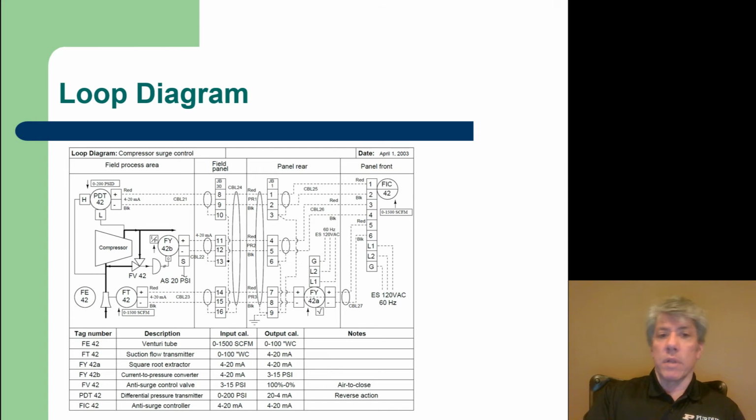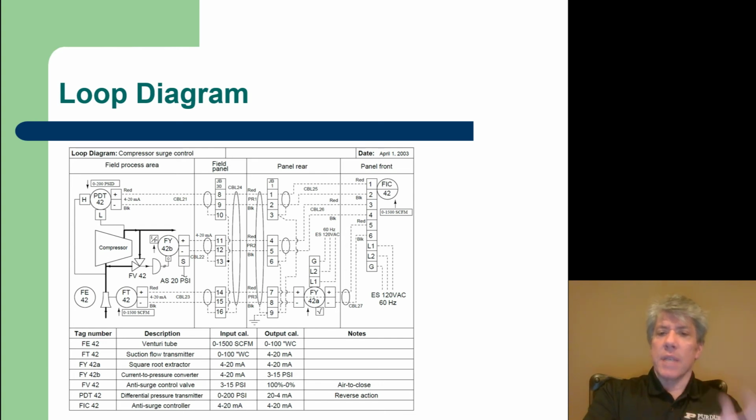And of course the reason for this is if the sensor were to fail somehow and we just got a low reading all the time, we would assume that it's high pressure across the compressor. That would be a safe failure mode. So FIC42 is of course the anti-surge controller itself, and it inputs 4 to 20 milliamps from actually two different sources, from flow transmitter 42 and from pressure differential transducer 42, and it outputs a 4 to 20 milliamp signal to FY42B in order to control the surge valve.